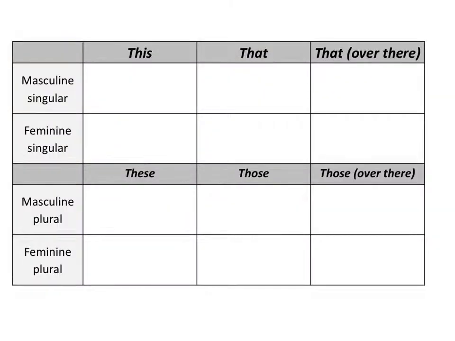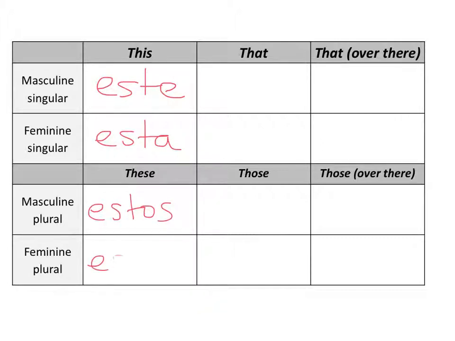Now, make sure that you've got this table written in your notes. Pause the video, and maybe in pencil, make sure that you could work out that table before we fill it in together. So, let's first go through the column for this. So, the masculine singular, este. The feminine singular, esta. The masculine plural, estos. And the feminine plural, estas.